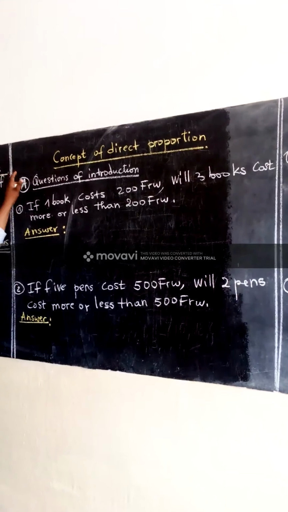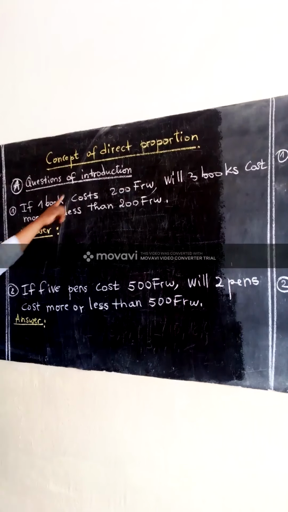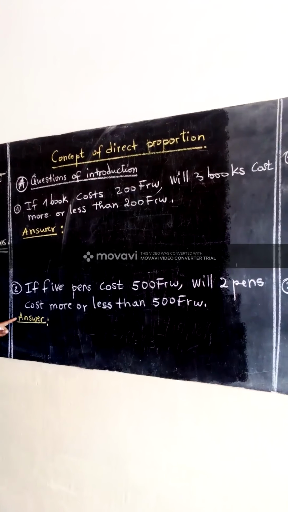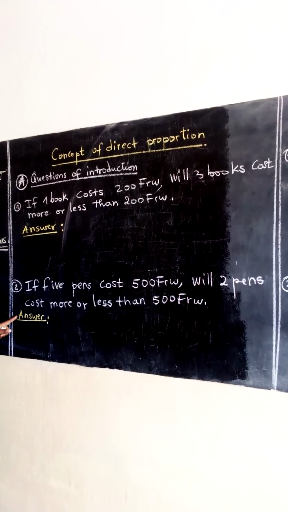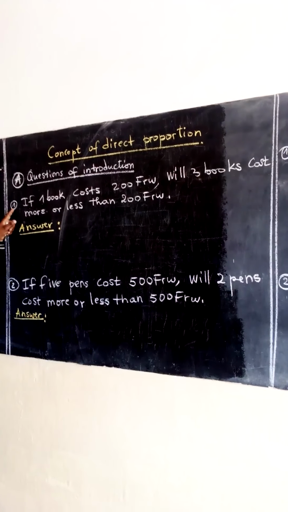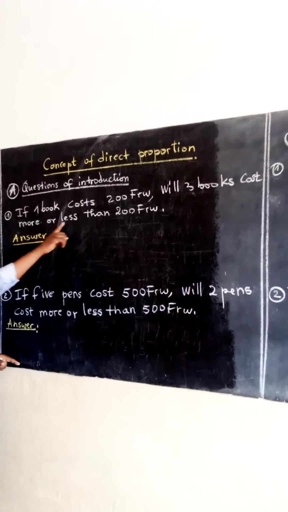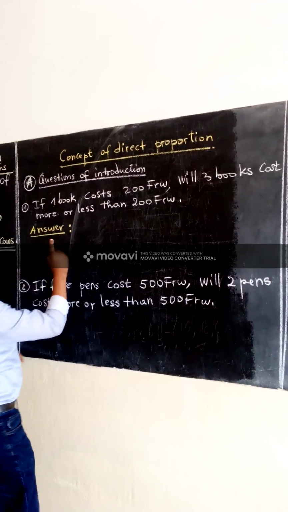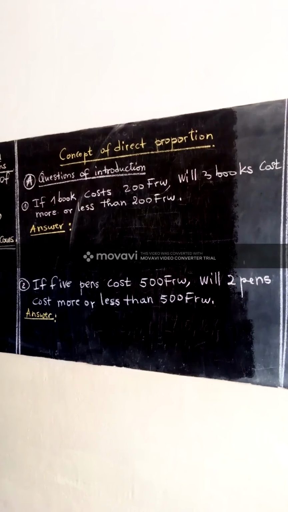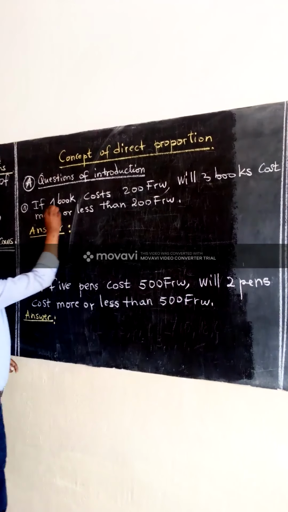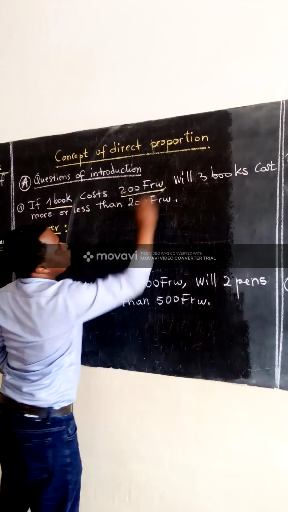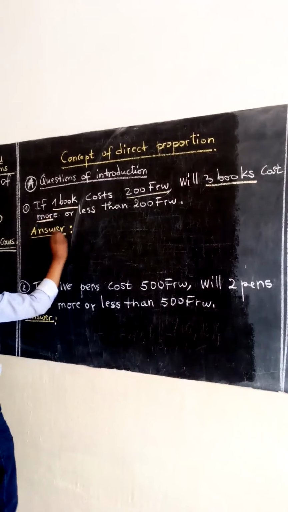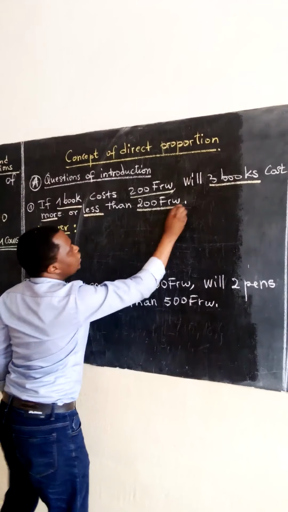The lesson of today, the new concept, we have the concept of direct proportion. Here there are 2 questions which will help you to understand what is proportion. Question number 1. If one book costs 200 francs, will 3 books cost more or less than 200 francs? Let's repeat the question. If one book costs 200 francs, will 3 books cost more or less than 200 francs?